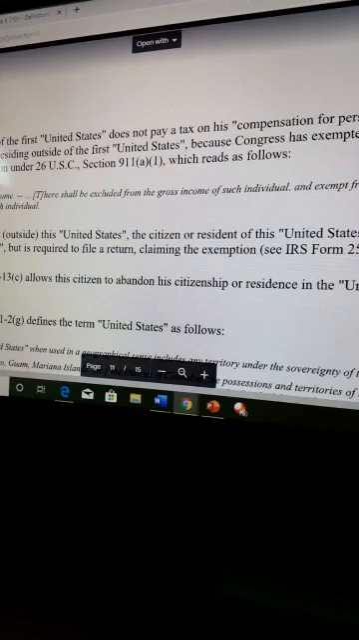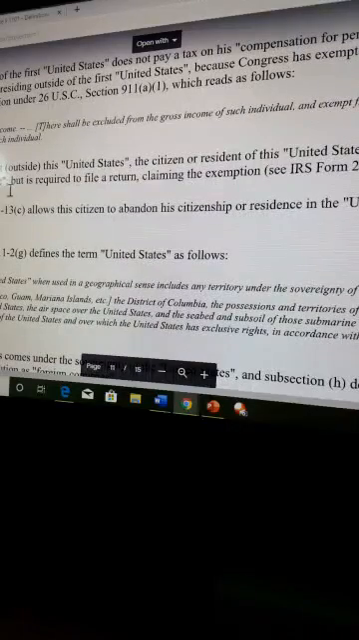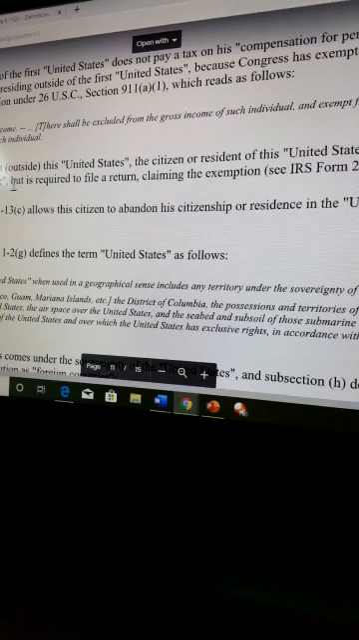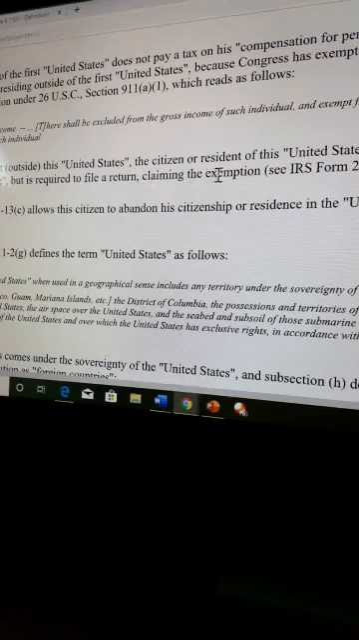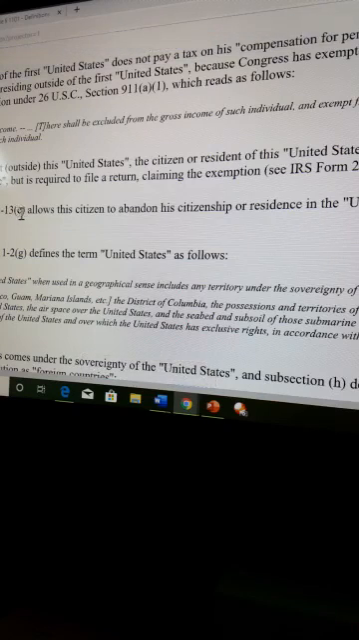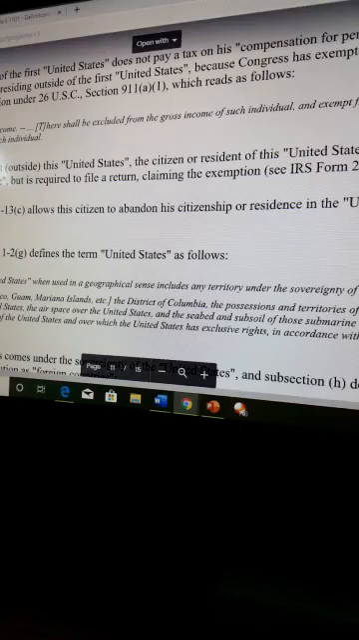So fill out yourself, I think it is a W4V, a W4V for simplicity's sake. If you're good with documents, you might consider the W4T, but the W4V for the layman is probably best advised. When residing outside the United States, the citizen or resident of the United States pays no taxes on foreign earned income, but is required to file a return claiming the exemption. See IRS Form 2555. Title 26 CFR Section 871.13C allows this citizen to abandon his citizenship or residence in the United States by residing elsewhere.